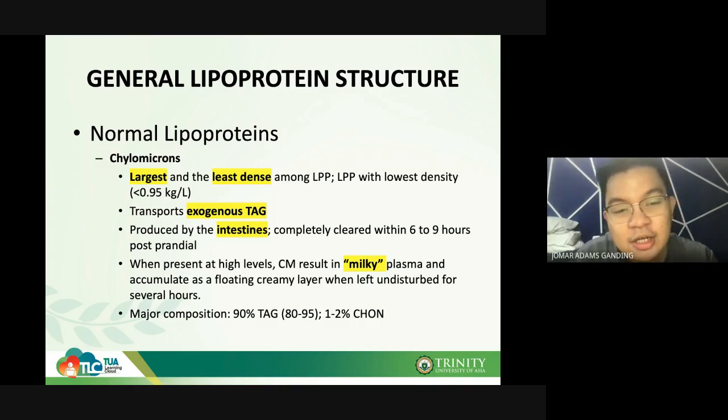Now, when present at high levels, as we said, milky appearance. Again, the major composition of your chylomicrons is 90% triglyceride and only 1 to 2% protein. So 90% triglyceride, more specifically, these are your exogenous triglyceride.